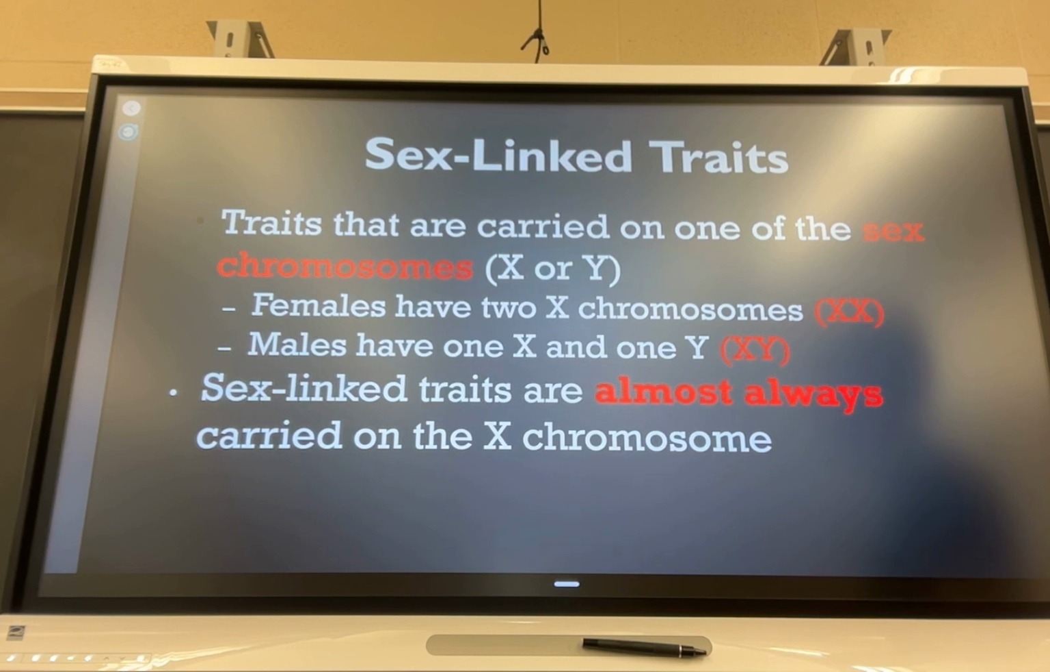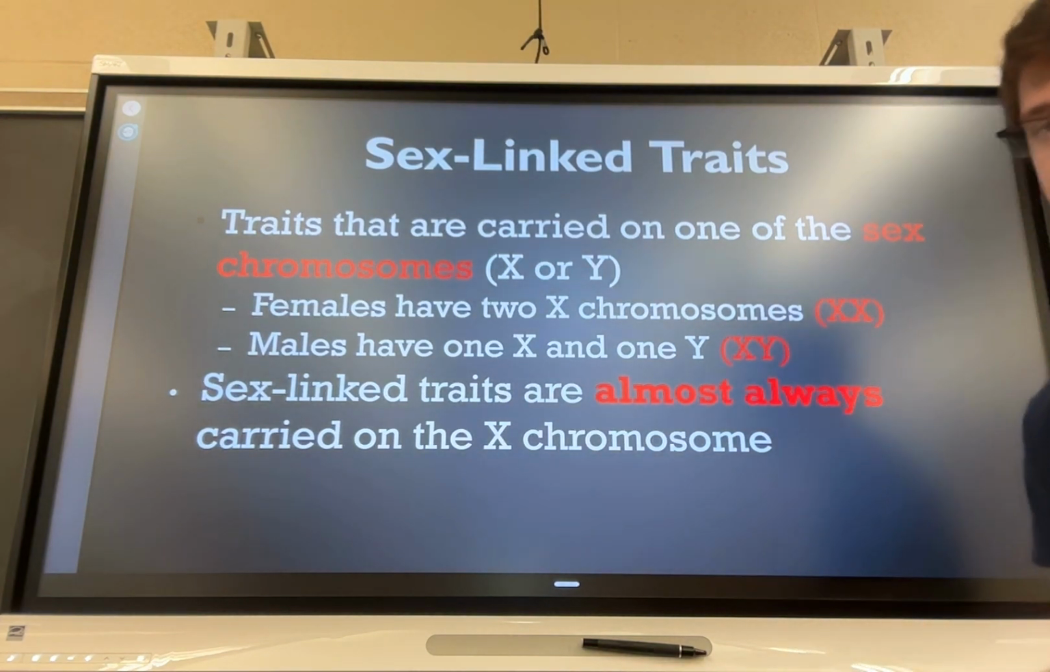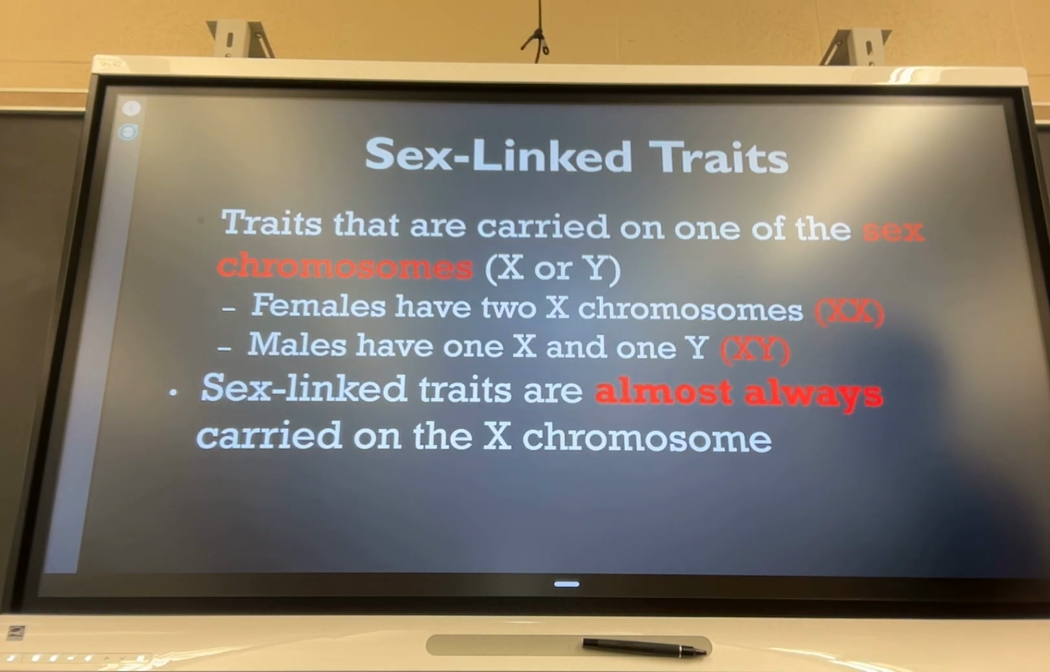The last one we're going to talk about is sex-linked traits. Talking about this like we did in meiosis, there are traits that are carried on your sex chromosomes. 44 of your chromosomes are called autosomal chromosomes, meaning that they are used for different bodily functions. Sex chromosomes, X and Y, are going to determine your gender and a couple different things that are produced as a result of your gender.